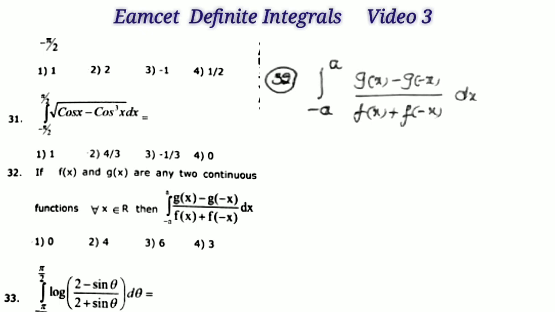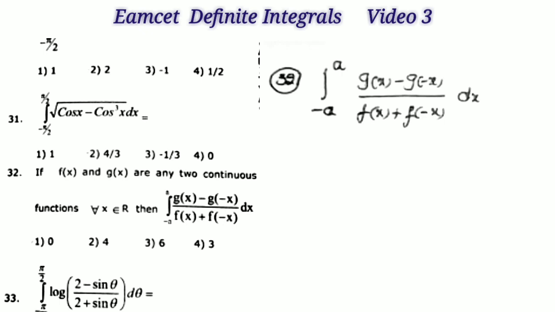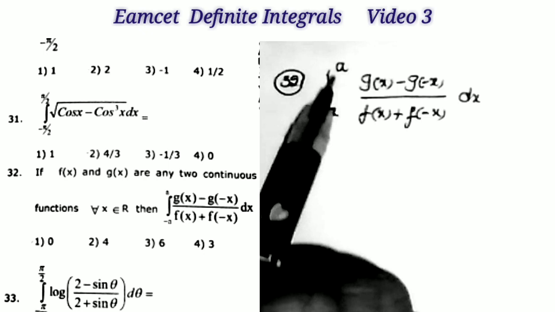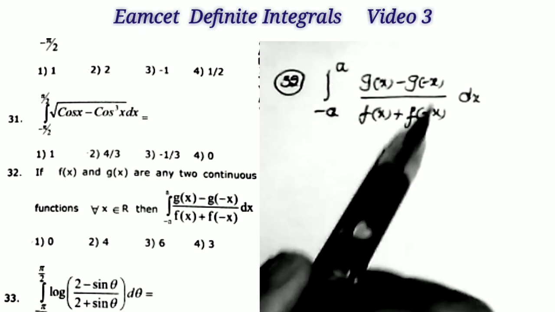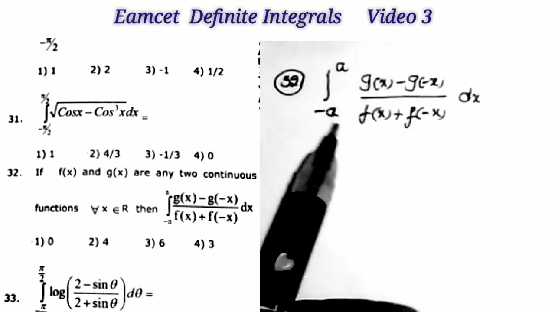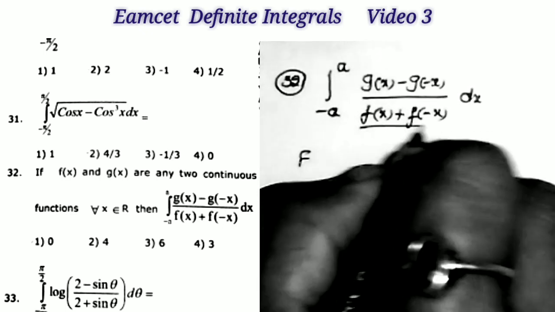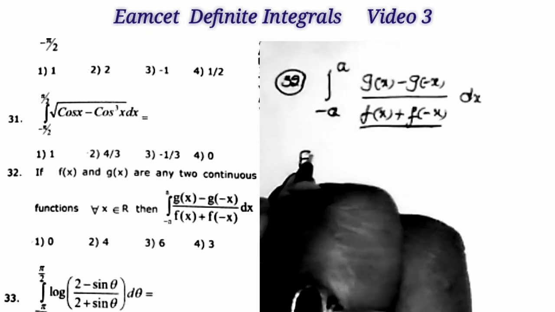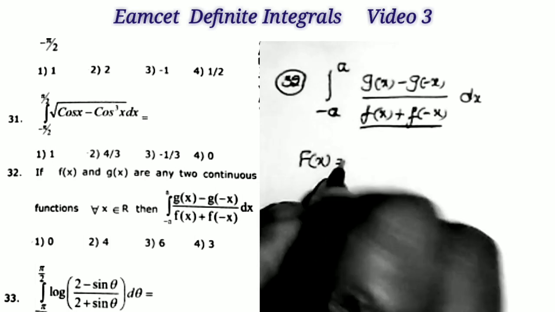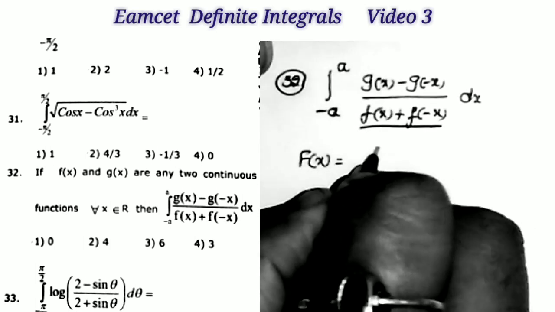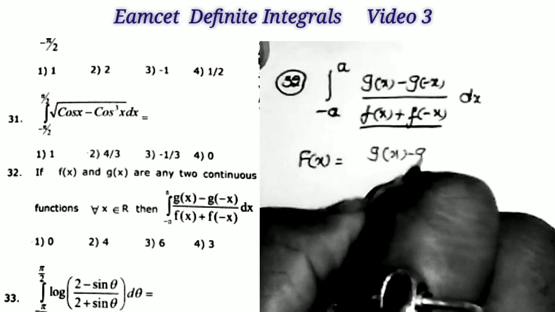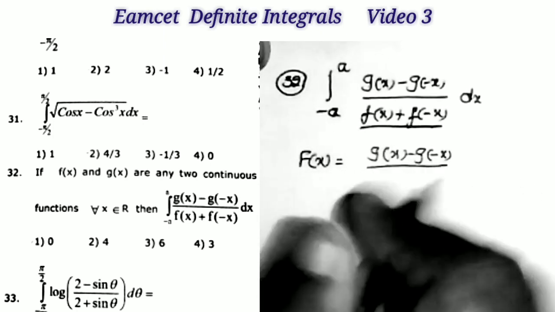So given that f of x and g of x are two continuous functions, now what is the answer of this integration? See here we have the limits minus a to a. First of all we have to check whether it is an even function or odd function. First I take this total function as capital F of x, and capital F of x is equal to g of x minus g of minus x by f of x plus f of minus x.